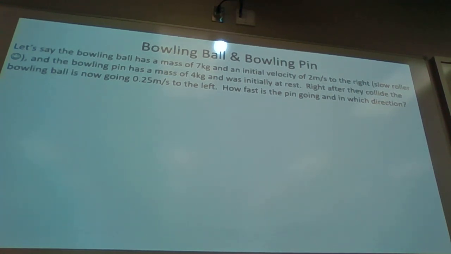Right after they collide, the bowling ball is now going at 0.25 meters per second to the left, meaning it bounced back. I don't know if you've ever rolled it super slow and it hits the pins and rolls back. It's like, you got to call the attendant because now your ball's in the gutter. It's not leaving. Like, okay. I want to know how fast the pin is going after the collision.